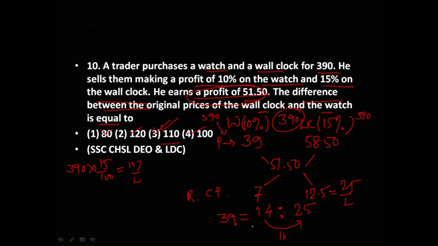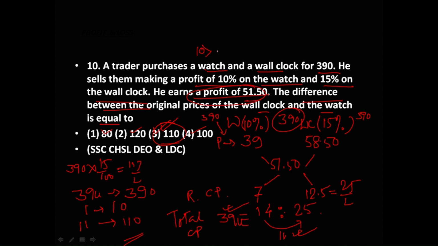If you want to verify whether the answer is right or wrong, you are just option testing. So the total is 39 here, and this is the total CP in units. It's 39 units, so this 39 units equals 390. So 1 equals 10. So 11, the value of the difference, equals 110, right? So it is satisfied. 110 will be the answer, so it will be option 3, right? Understand?